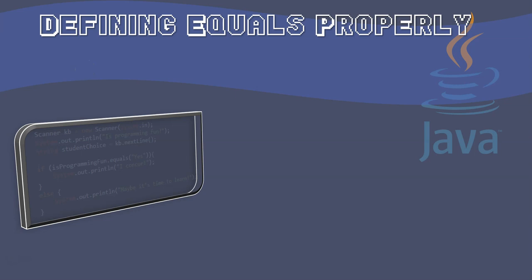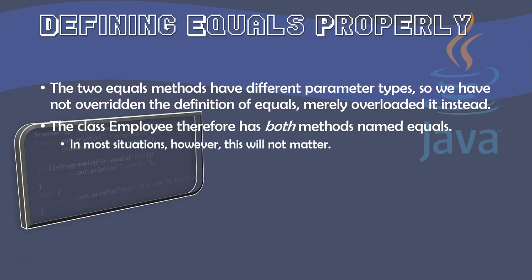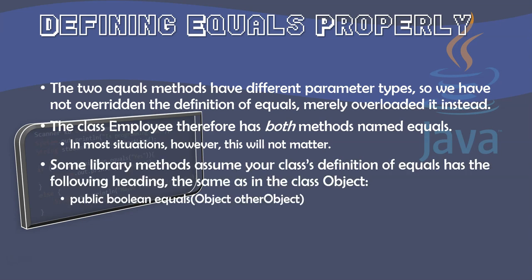So how do we go about redefining this properly so that we can actually override to the correct version that we are expecting? Well, the two equals methods have different parameter types, as we mentioned. One's an employee, one's an object. So we haven't really overridden the method equals so much as we have overloaded the method equals. The class employee, therefore, technically has both methods named equals. In most situations, this won't matter because it's just going to use the one that you are specifying. However, there are times when you do want to have that specificity in place. Some library methods, for example, assume that your class's definition of equals has the following heading, same as in the class object: public boolean equals object, other object.